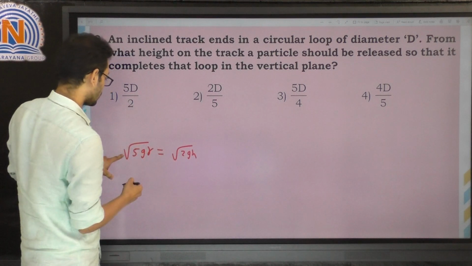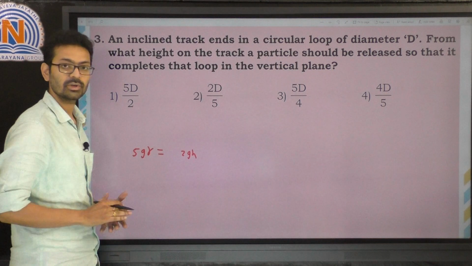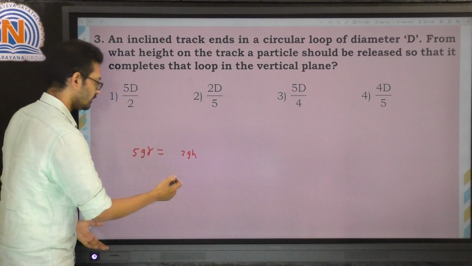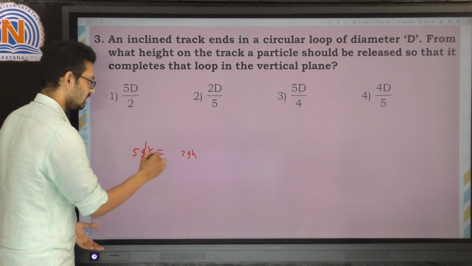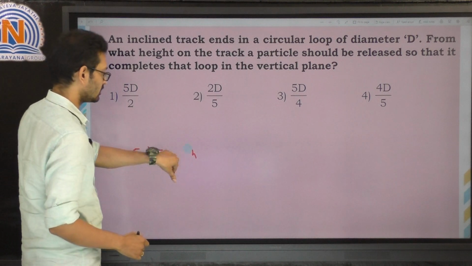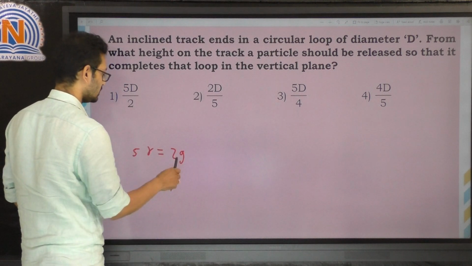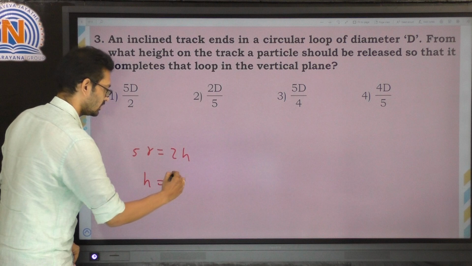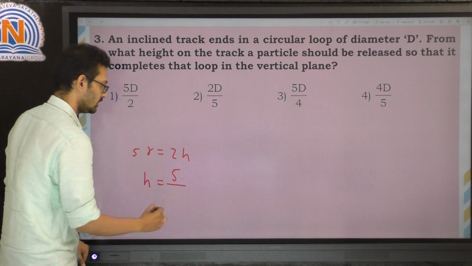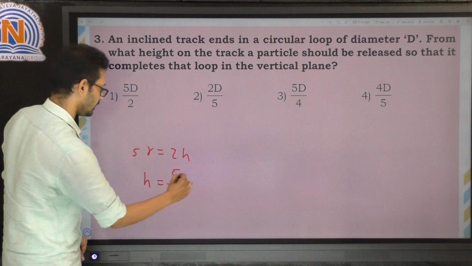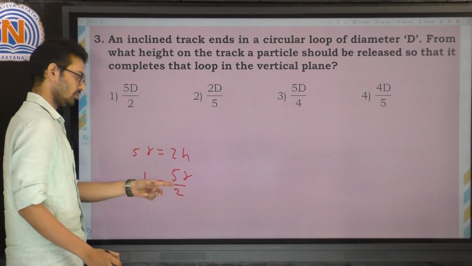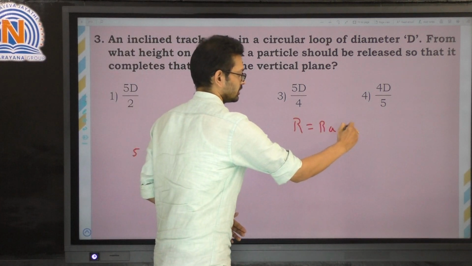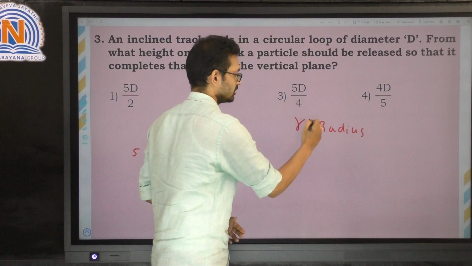Now let us remove the roots, and we are left with 5gr equals 2gh. Now I can cancel g and g. 2gh is 2g, g is cancelled, 2h is left. So from here, h is equal to 5r by 2, where r is the radius.